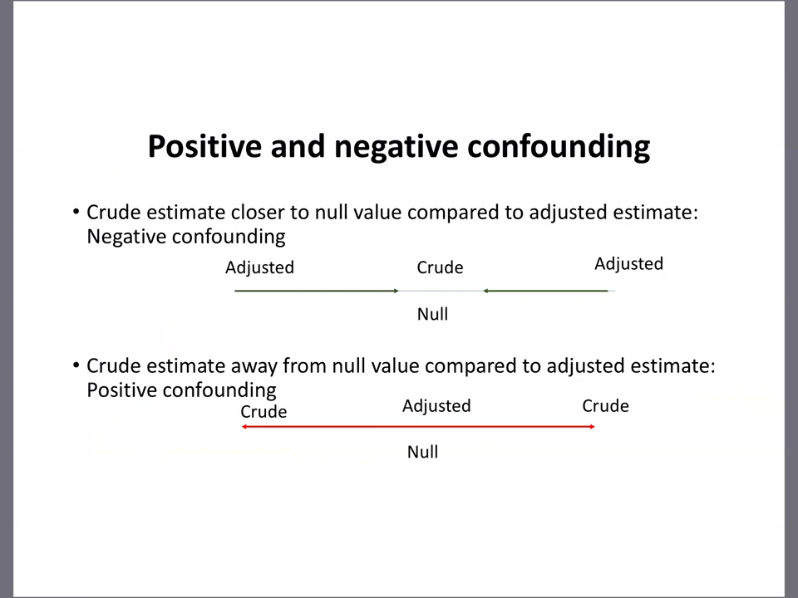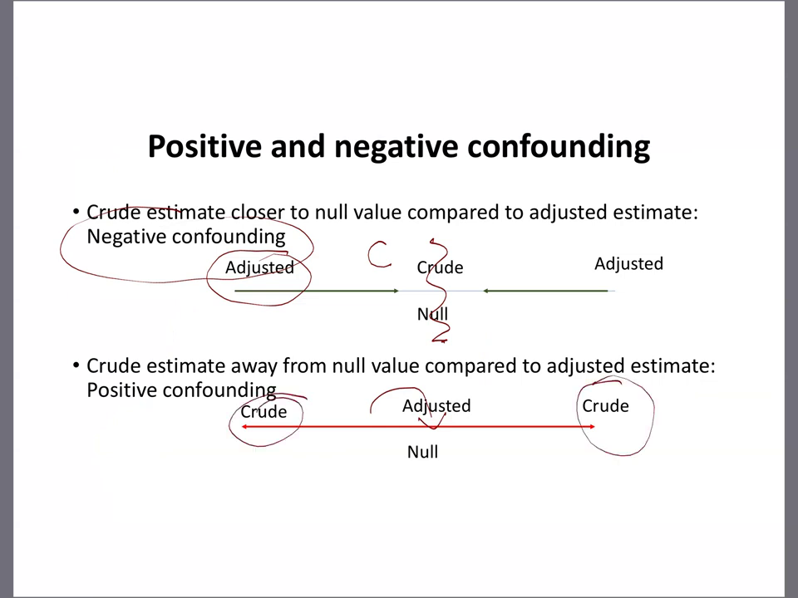Now here is the one which Dr. Anjana. So the crude estimate is close to the null value compared to your adjusted estimate, right? So crude is here and adjusted is far away in either direction, positive or negative. That is a negative confounder. And your adjusted estimate is close to the null and the crude estimate is far away from the null. That is positive confounding, right?